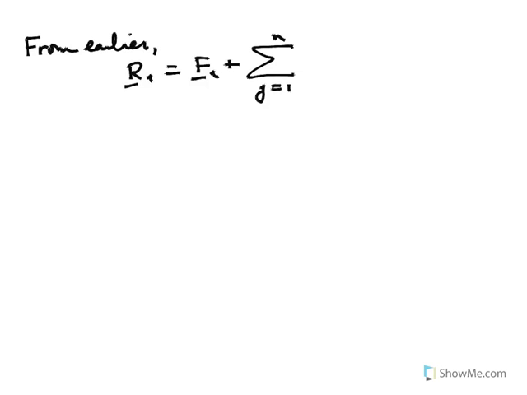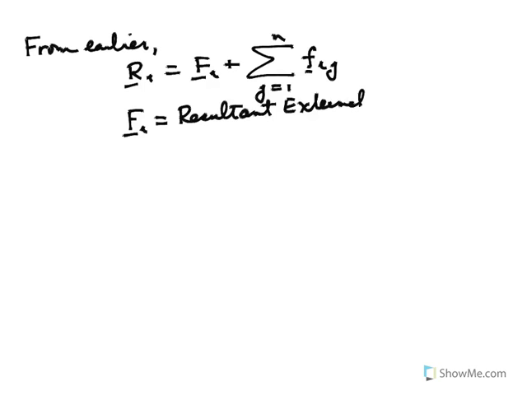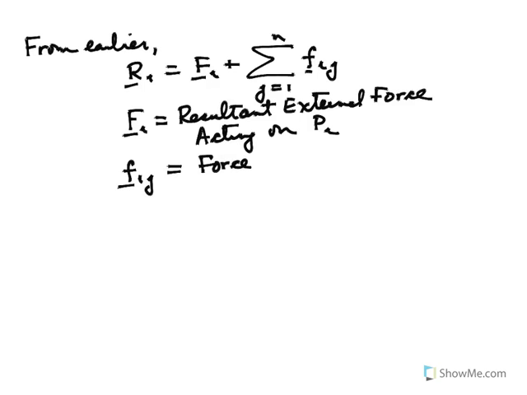Now from earlier, the first lecture in systems of particles, we know that Ri is equal to Fi plus the sum from j equals 1 to n of Fij, where Fi is the resultant external force acting on Pi, and Fij is the force exerted by particle j on particle i.